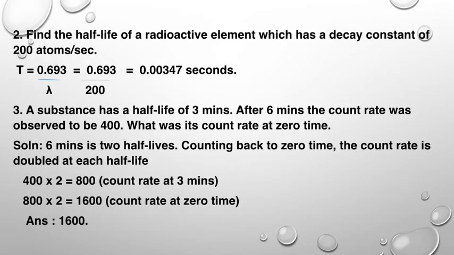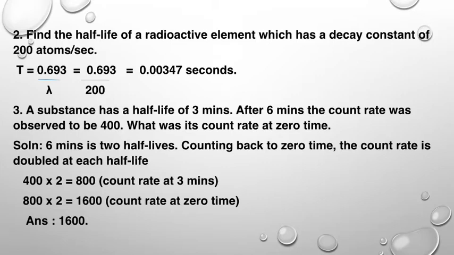Another example is to find the half-life of a radioactive element. We were given decay constant here. So we just use the formula 0.693 over the decay constant 200 and we get the half-life. Now we have another one.